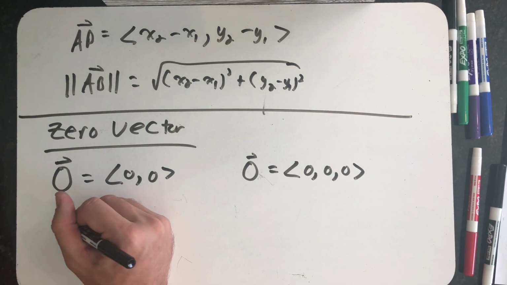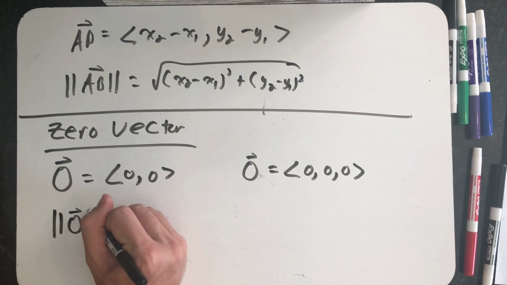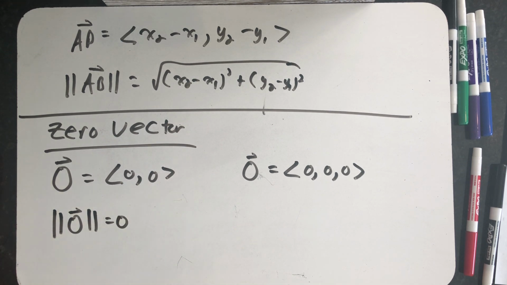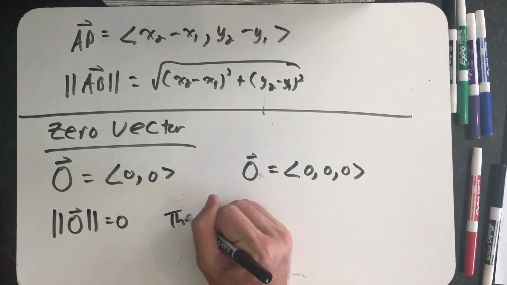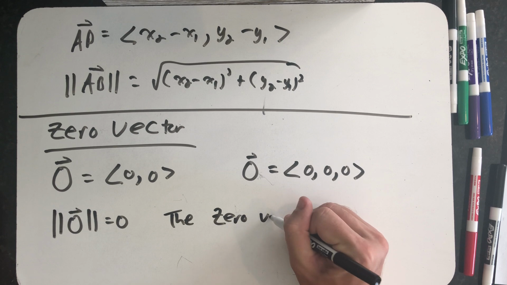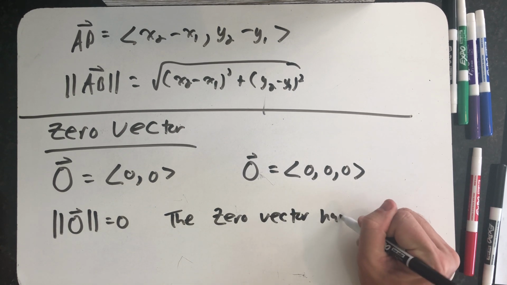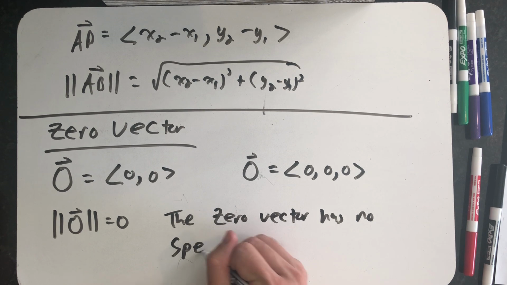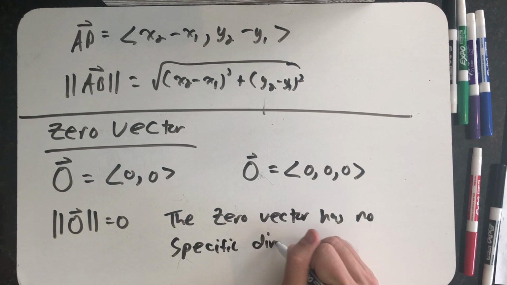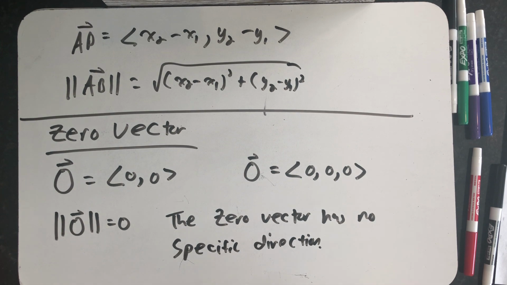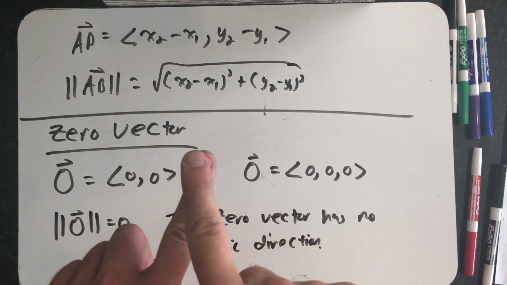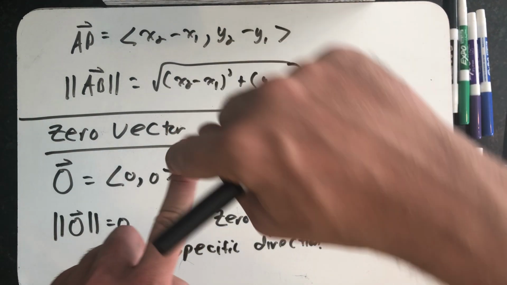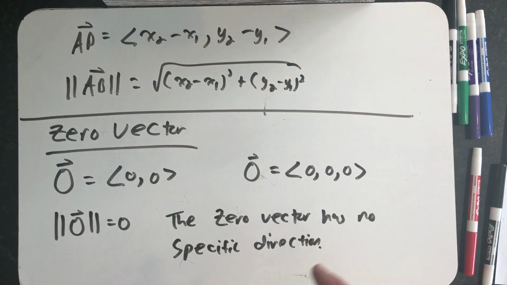But the important thing to know about the zero vector is it has length 0. Its magnitude is 0, and it has no specific direction. It's not that it doesn't have any direction. Because if I'm going from a point to a point, it's almost like I could think about spinning around in any direction I wanted to. It has no specific direction. So there's the zero vector, and we'll see it come up every once in a while.